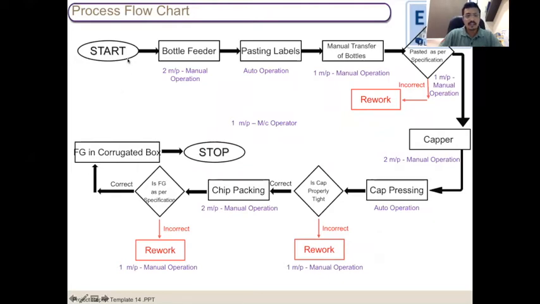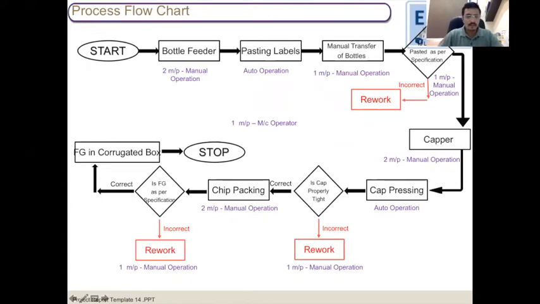You start the process with the bottle feeder, two manpower, manual operation, then pasting labels, auto operation, manual transfer of the bottles, one manpower, manual operation, and then pasting the label as per the specification. It is of course a manual operation, then the capper, manual operation, auto cap pressing, again an auto operation, and then inspecting it, and then chip packing, again manual operations with two manpower available there. Then you are checking it, and then the team is dispatching it, packing it into the corrugated boxes.